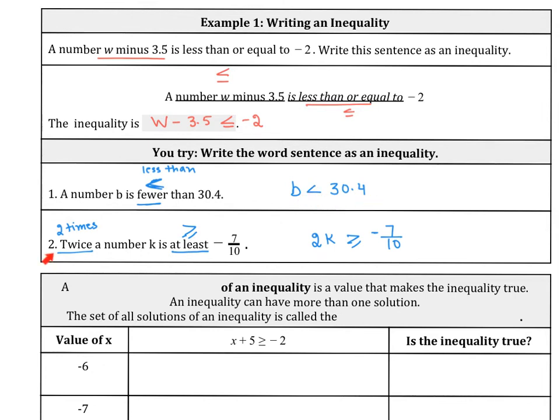For question number 2, twice a number k is at least negative 7 over 10. Twice means 2 times a number. At least means greater than or equal to, and the greater than or equal to sign is this one. So 2 times the number k, 2k, is greater than or equal to negative 7 over 10.